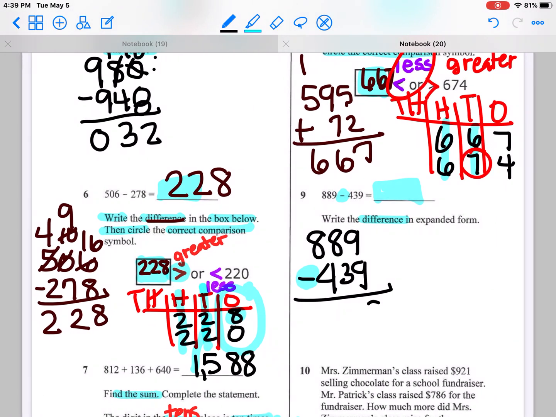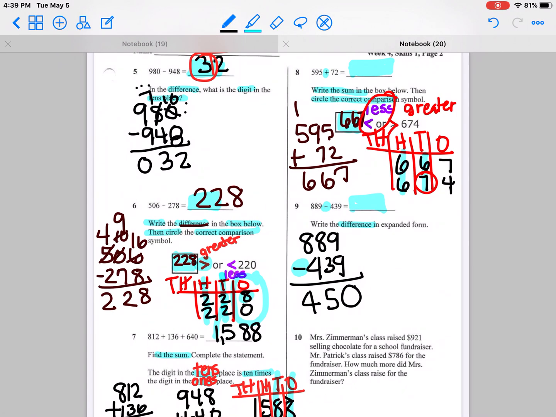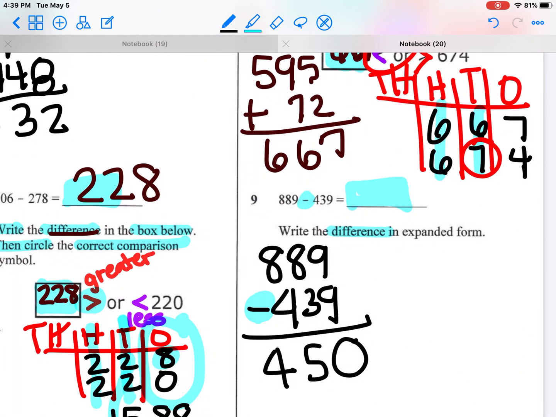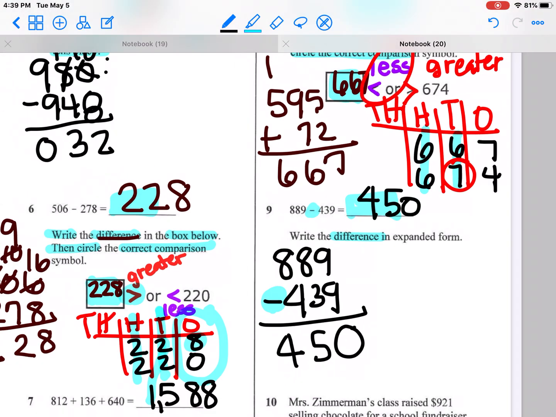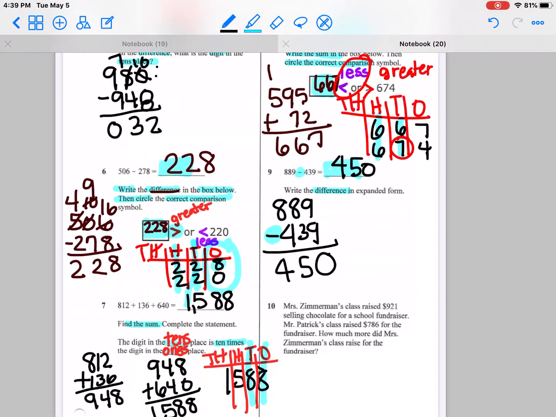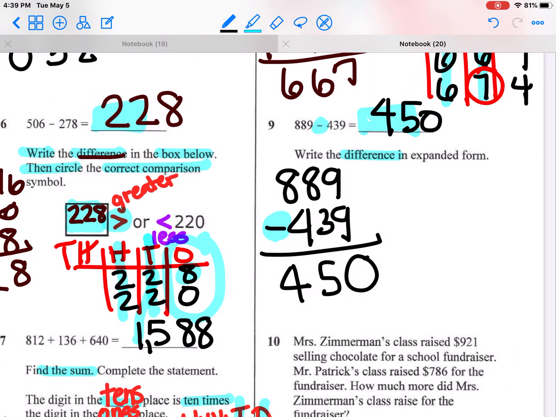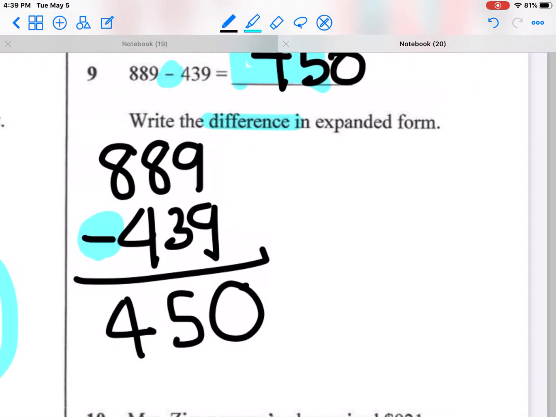9 minus 9 is 0. 8 minus 3 is 5. And 8 minus 4 is 4. Now, I have to write this difference in expanded form. In order for me to find the expanded form, I have to find the value of each digit. How do I find the value of each digit in 450?